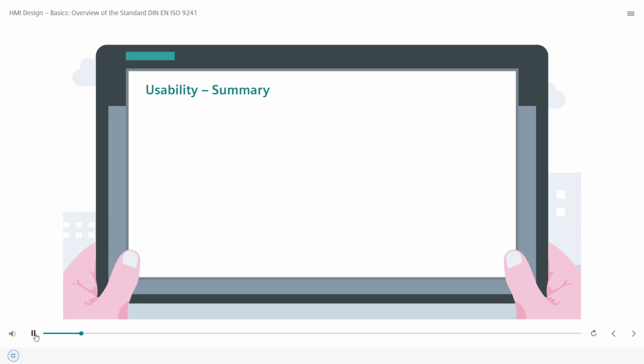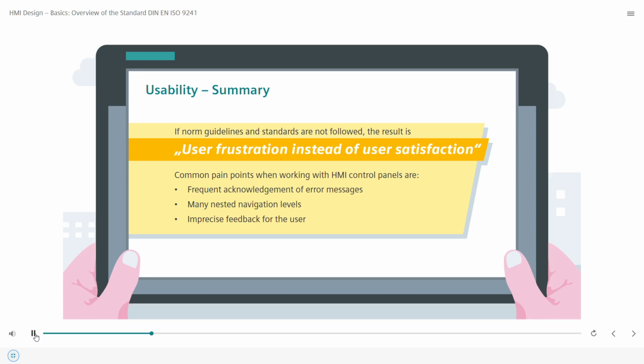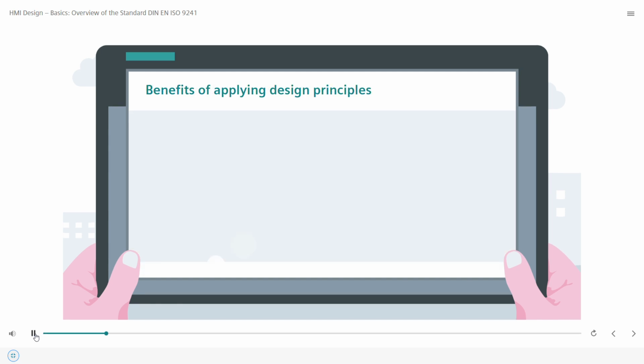Let's think about the pain points of a routine workday when a user interface isn't optimally designed. Instead of being satisfied, the user is frustrated. This is the case, for example, when error messages require frequent acknowledgement, deep navigation levels predominate, or feedback for users is imprecise. So what are the benefits when a user interface is designed according to the principles, guidelines, and rules we've learned? Let's find out.